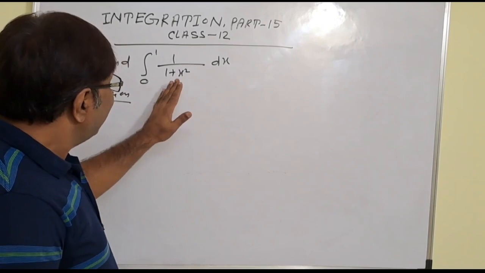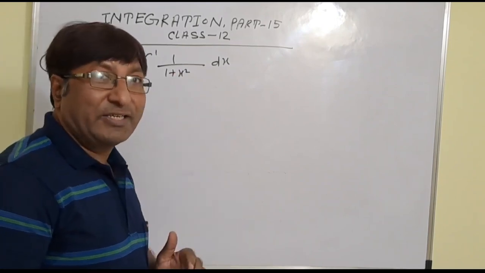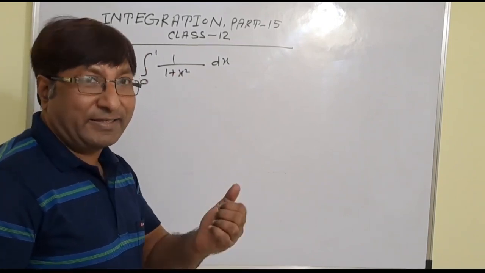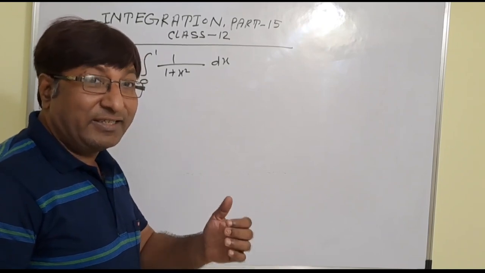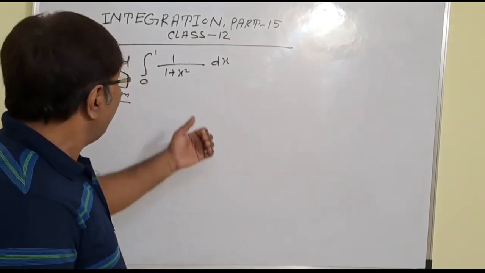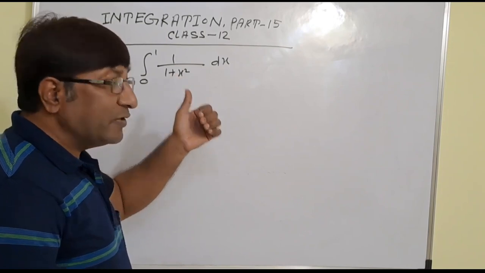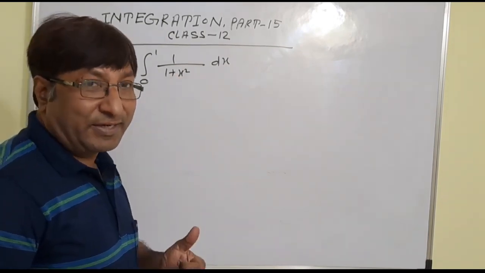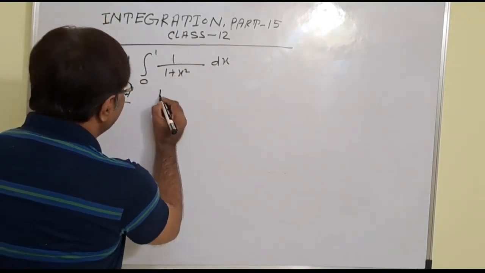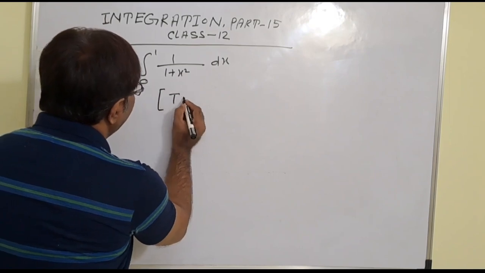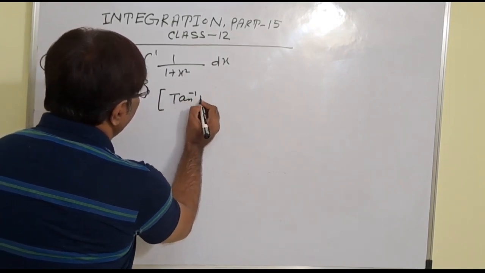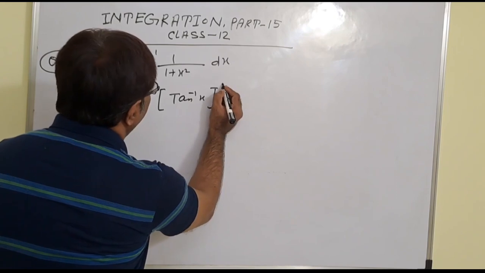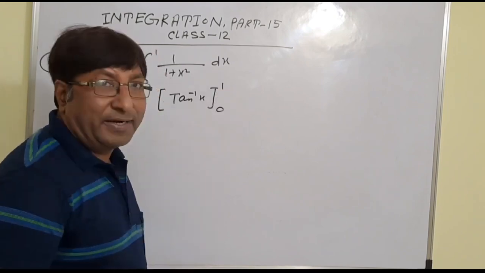So you know well the derivative of tan inverse x is 1 by 1 plus x square. So integration is just the reverse of differentiation. So the integration of 1 by 1 plus x square is tan inverse x. So we will write directly: the integration of 1 by 1 plus x square is tan inverse x. Upper limit is 1 and lower limit is 0.